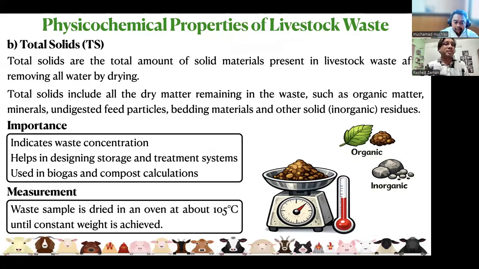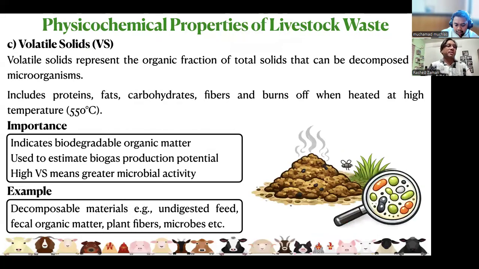And how do we measure this total solids? Generally, a waste sample is dried in an oven or dryer at about 105 degrees centigrade until constant weight is achieved. That means until the total water or moisture is removed from the waste. So this is the total solids. Now we will go to the volatile solids. Volatile solids are the organic fraction of the total solids, and they can be decomposed by the microorganisms.